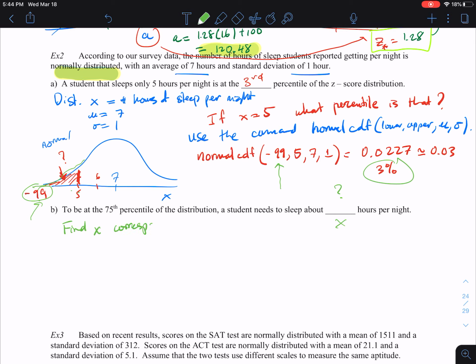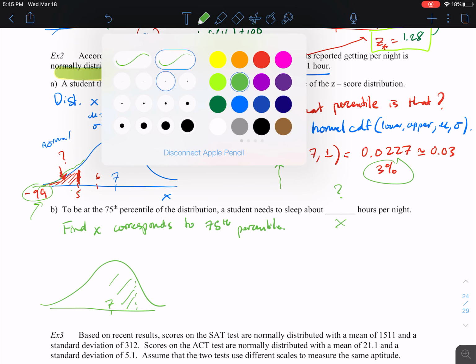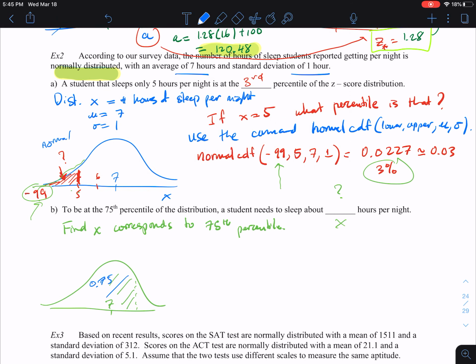Say that find x corresponds to the 75th percentile. So what is the number of hours of sleep per night that is at the 75th percentile? That means the area to the left is 0.75. Okay, this area to the left is 0.75. So what is that x value?